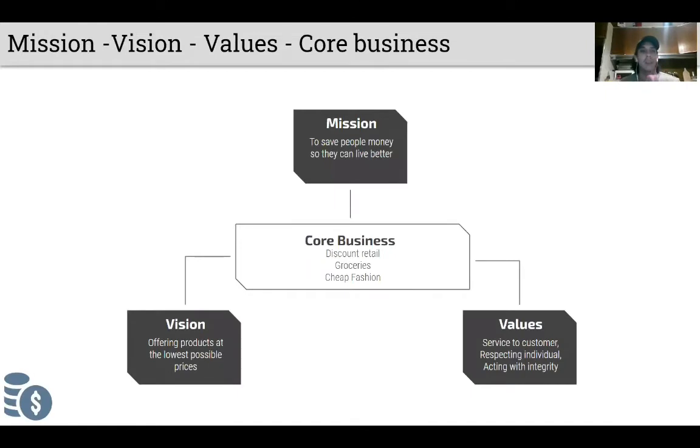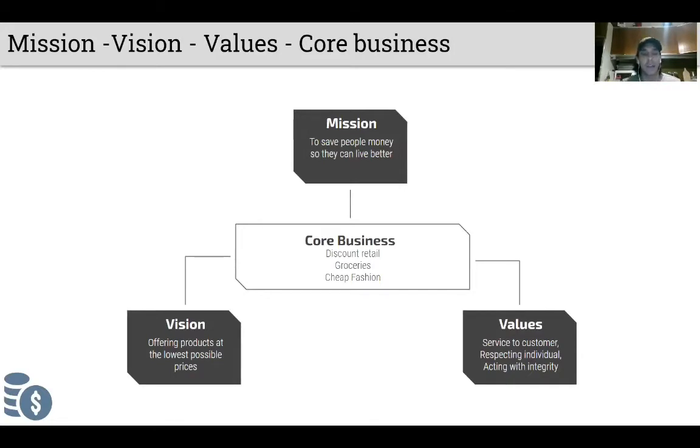To start with, we'd like to begin with the mission, vision, values, and core business of Walmart. As Walmart is one of the largest global retailers in the world, their core business is discount retail, groceries, and cheap fashion. Their mission is to save people money so they can live better, and their vision is offering products at the lowest price possible while maintaining their values of customer service, respecting the individual, and acting with integrity.